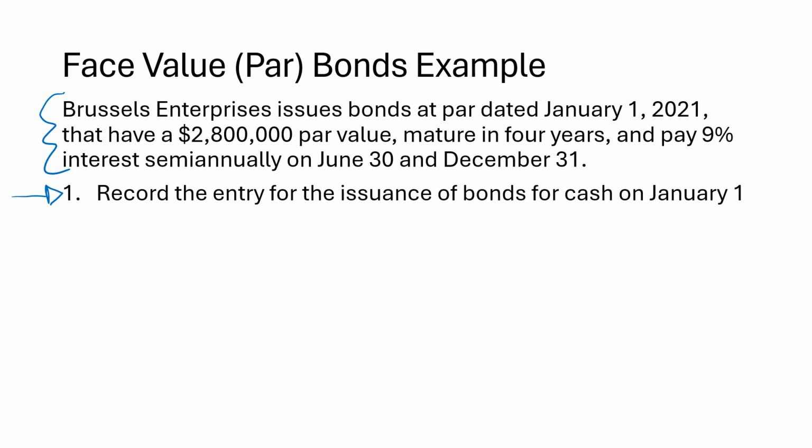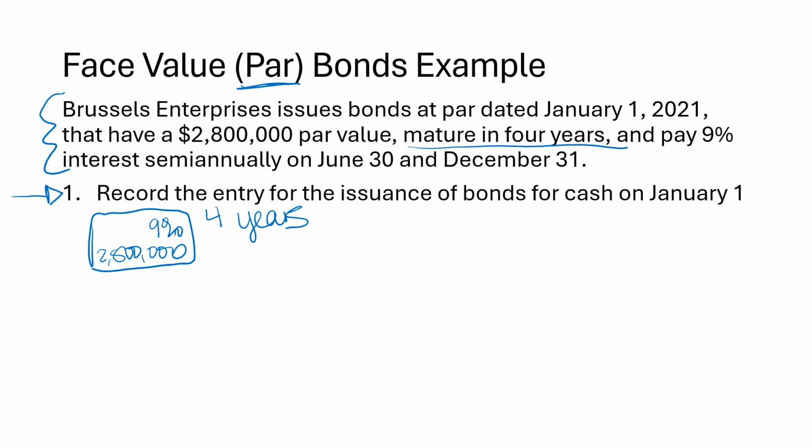Here we're going to be recording the entry for the issuance of bonds for cash on January 1st. Let's set up the information so that we have a visual of what's going on before we do our actual journal entry. We have a bond and the face amount is 2.8 million, with a contract rate of 9%, matures in 4 years, so it has a 4-year term. We know that this is at par, so the contract rate equals the market rate. The interest is paid semi-annually, at 9%.